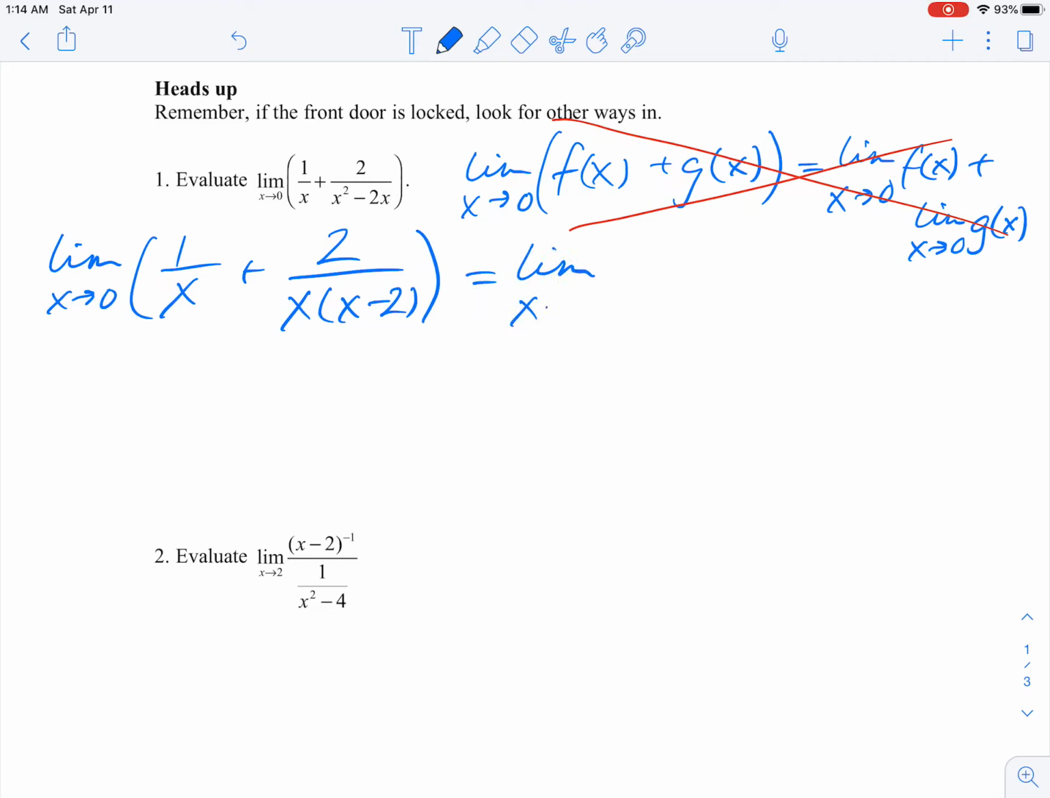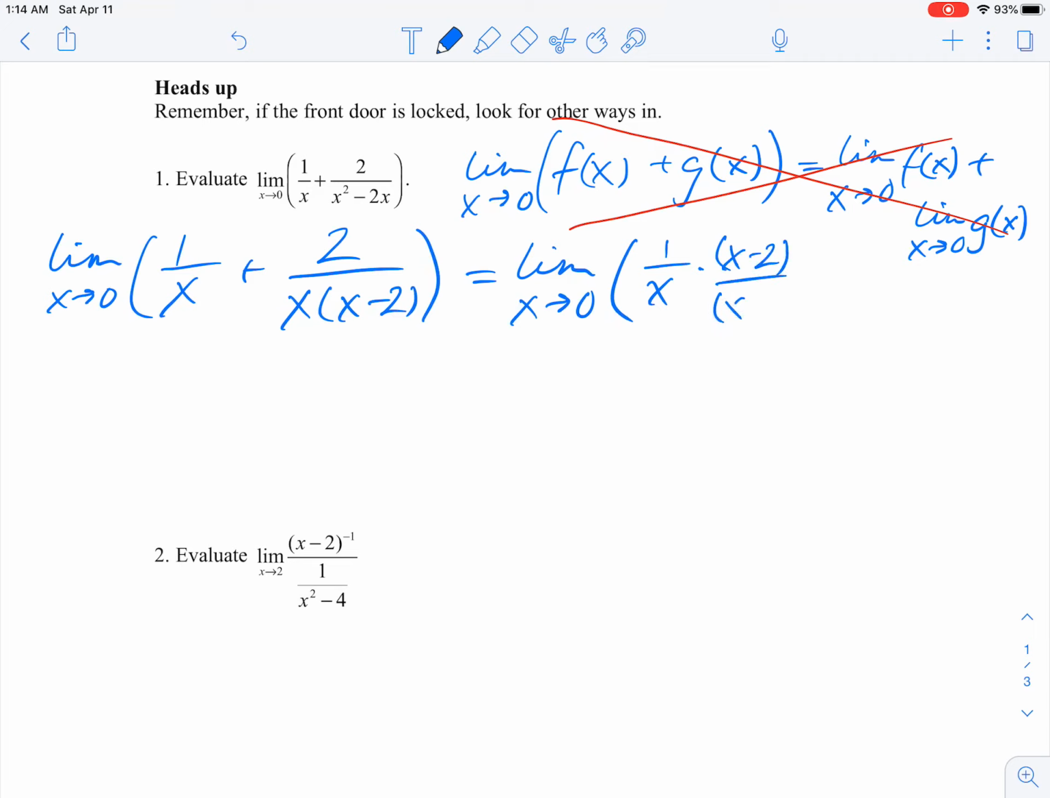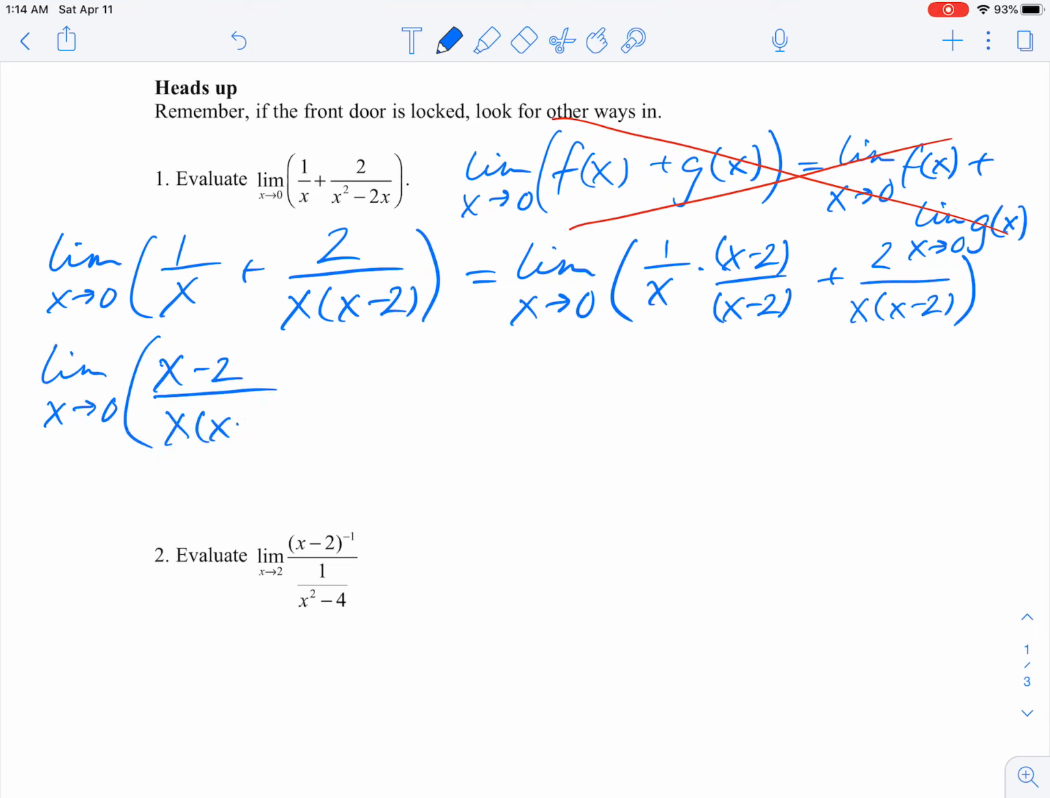Let's do it. We'll have the limit as x goes to 0 of, let's see, 1 over x times x minus 2, and we don't have to do anything to our second term. Okay, let's come back over here. Limit as x goes to 0 of x minus 2 over x times x minus 2 plus 2 over x times x minus 2.